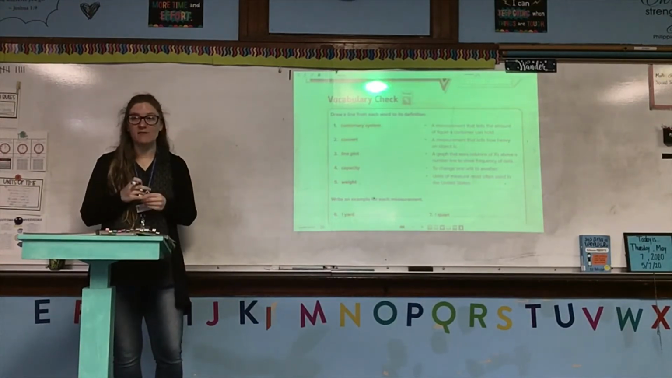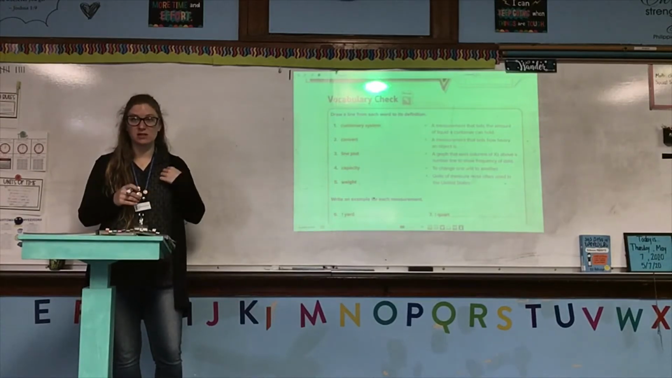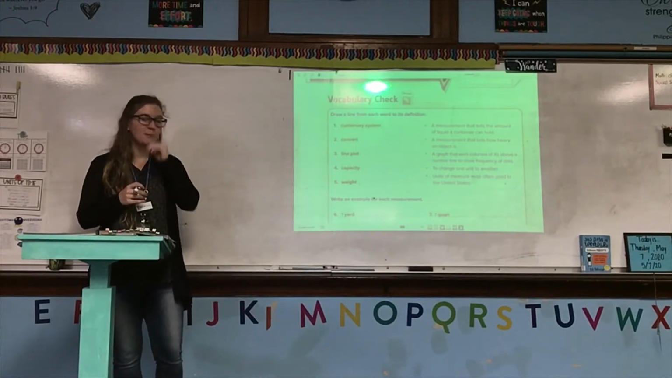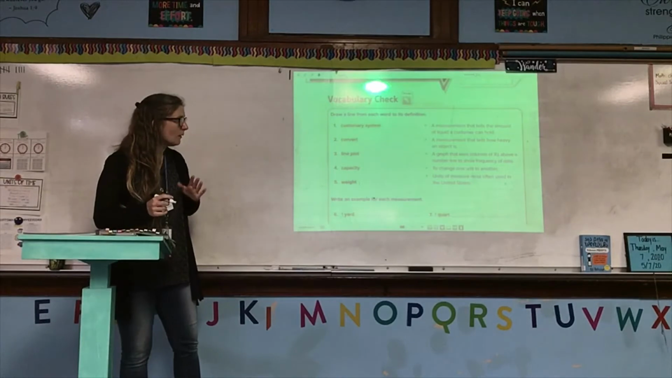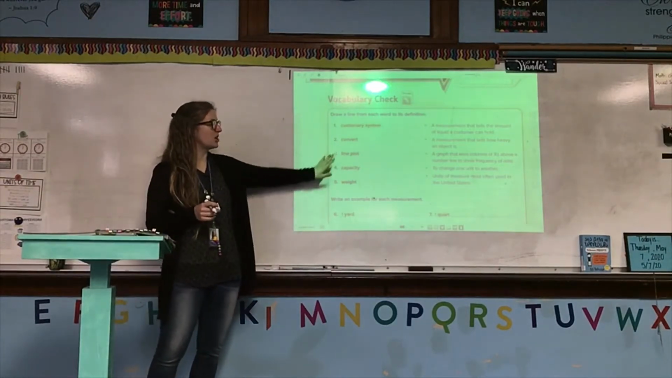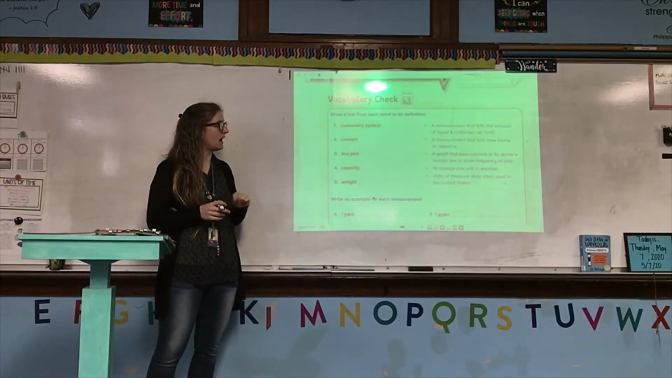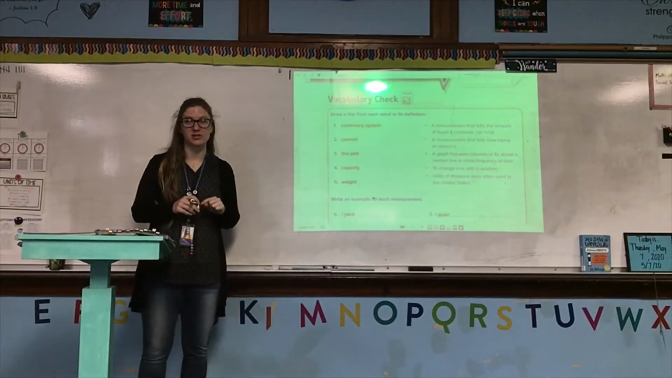So if you do not have your name, number, and date, that's the first thing you need to do. Write your name, number, and date at the top with your red pen. And then let's do the vocabulary check. The first part says, draw a line from each word to its definition.